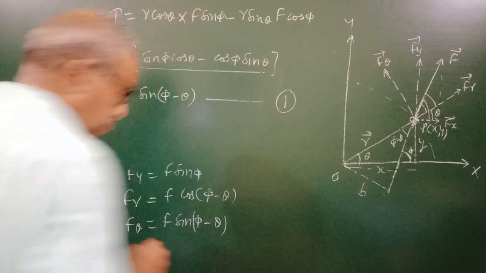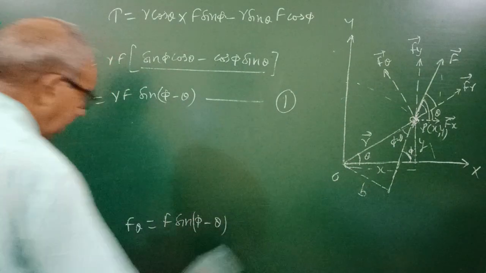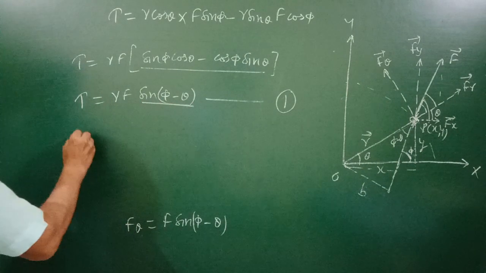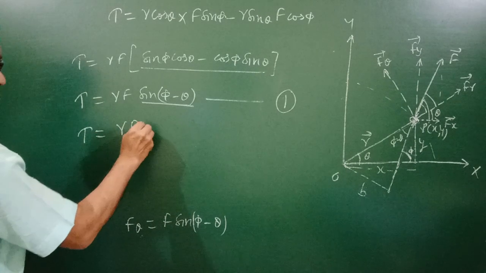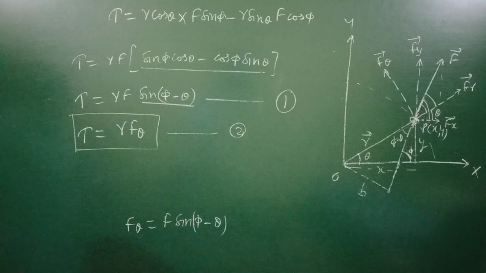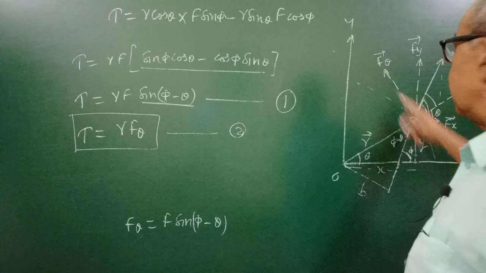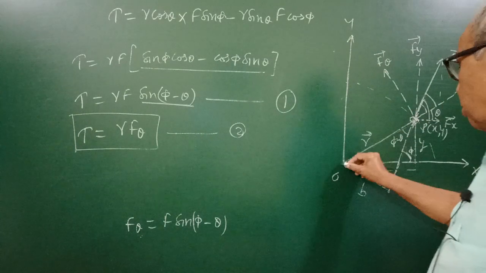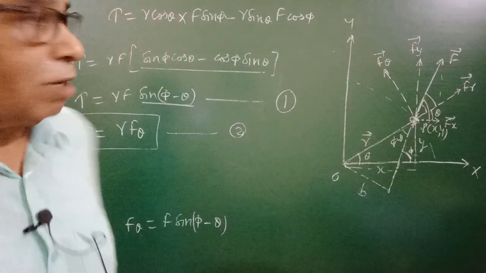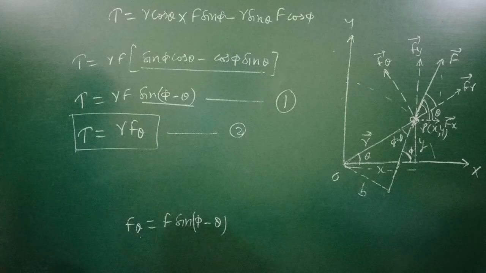Here I write this one. Now, what is F sin(phi minus theta)? F sin(phi minus theta) is F theta. So the magnitude of torque equals r F theta. This is the magnitude of torque in terms of polar coordinates. F theta is the tangential component of force and r is the position vector. I told you if two components are there, one along the radius, another along the tangent, they are both polar coordinates. Here torque is in polar coordinates.